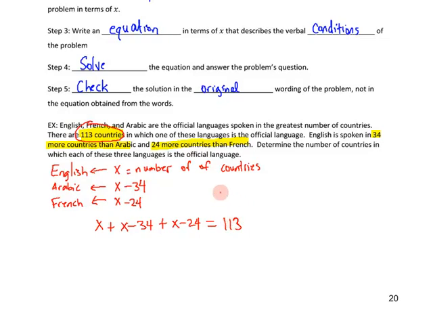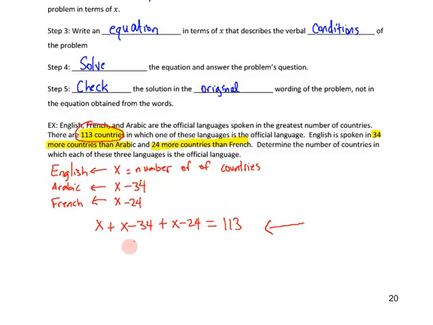Now, this is what algebra is all about. Algebra is all about figuring out a way to organize complicated information into a symbolic form, so now that we can just apply our mathematical techniques. Once you get to this point, it has nothing to do with countries or languages. It's just variables and mathematical operations, so we can just apply those techniques that we've already covered.